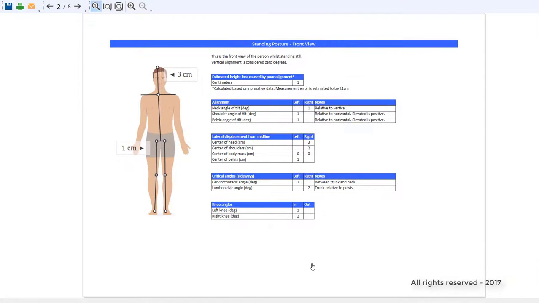Let's take this opportunity to look at this person's biomechanics report, which shows that the center of head is 3 centimeters to the right, center of shoulders 2 centimeters to the right, the body mass happens to be centralized, and that's why it's nice and centered when we look at the balance. And the center of pelvis has a tendency to be towards the left by 1 centimeter.